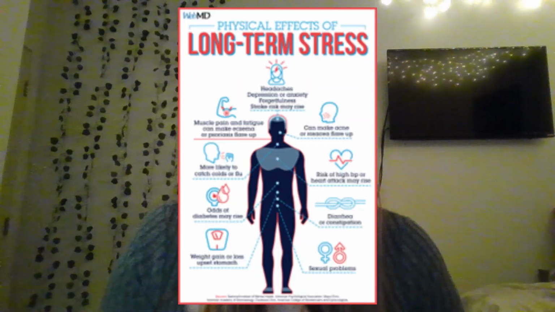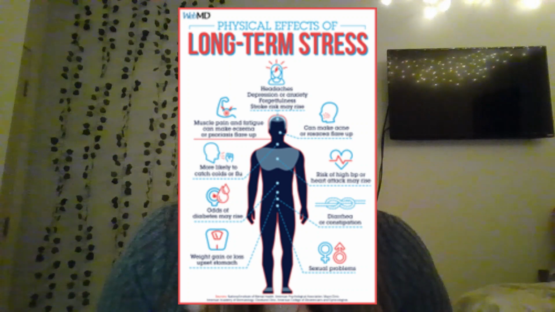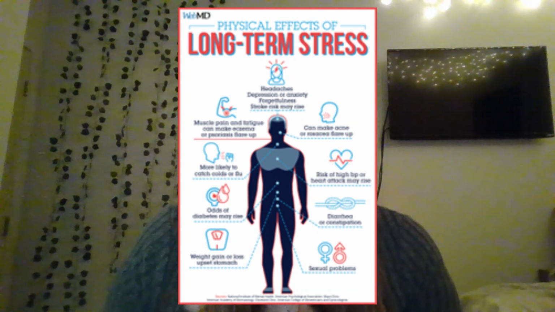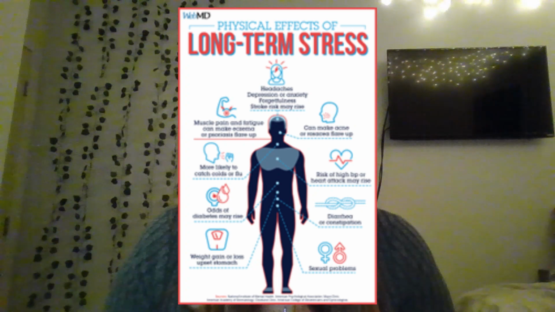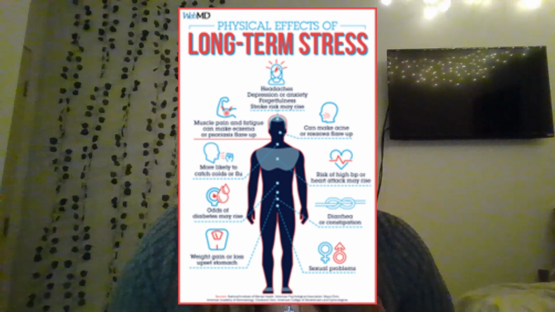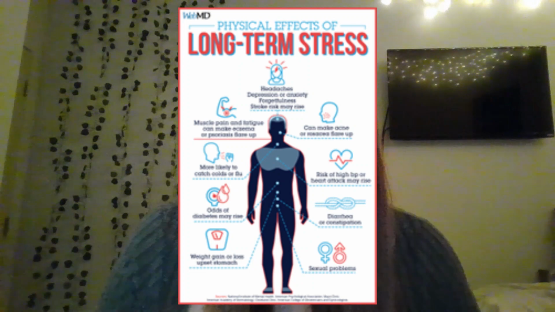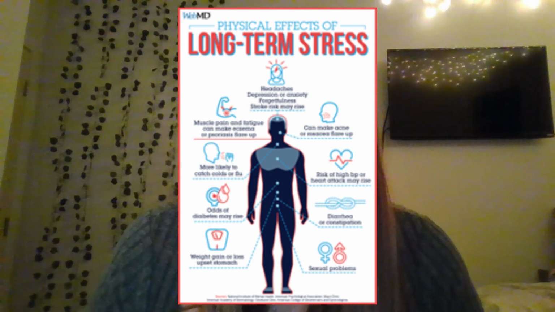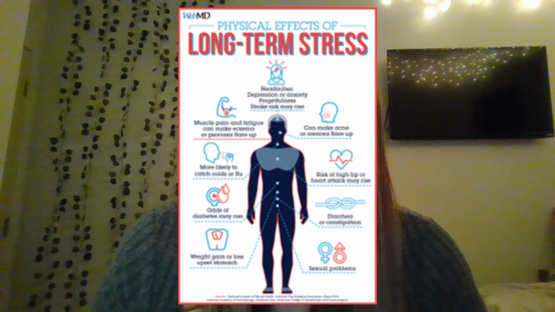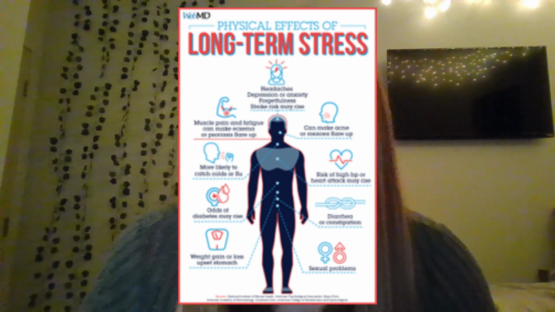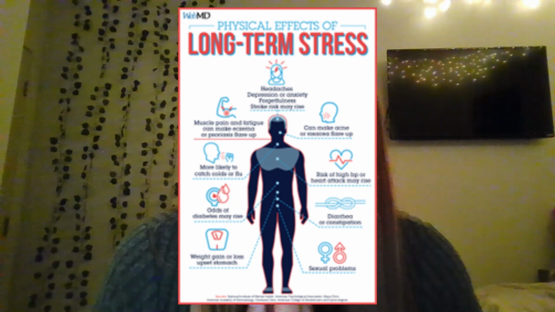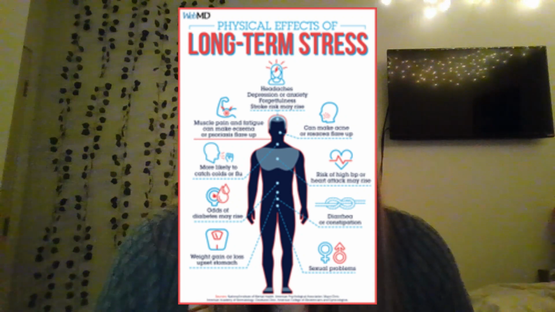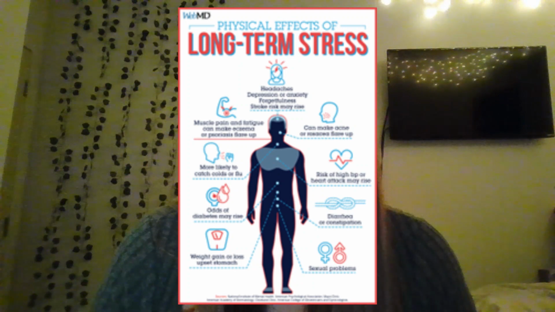The first infographic that I found was on WebMD, which is a reliable source, and they also reference other reliable sources such as the National Institute of Mental Health. This infographic is about the physical effects of long-term stress. It shows a body model and shows all the different effects of stress and which part of the body is being negatively impacted.